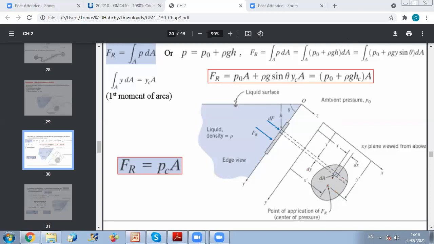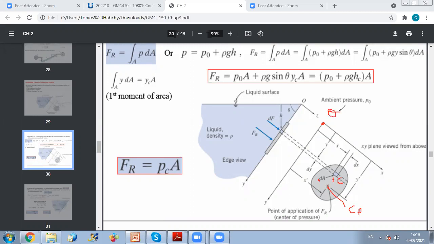So this is your centroid. This is when we say C is the centroid of your area. This is your point of application, or center of pressure. Depending on the geometrical properties of the surface, you can determine it. And this is your origin.